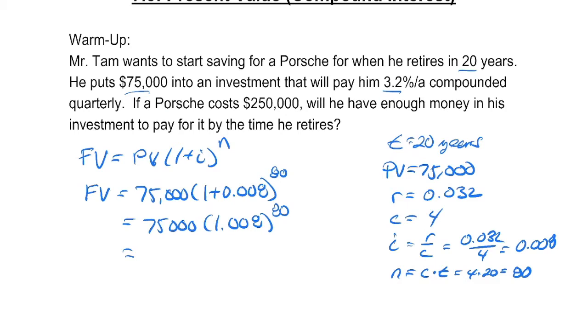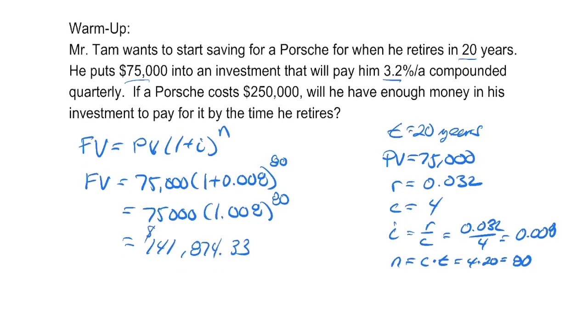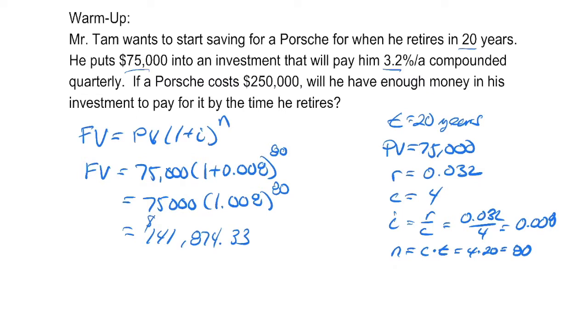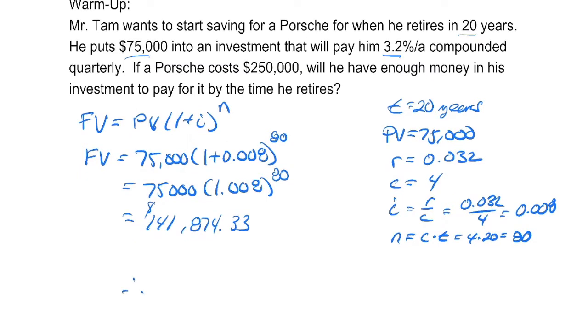So once we plug that into the calculator, we get a total value of $141,874.33. So I'm going to be well shy of being able to afford my Porsche in 20 years. So therefore, I'm not even going to be close.